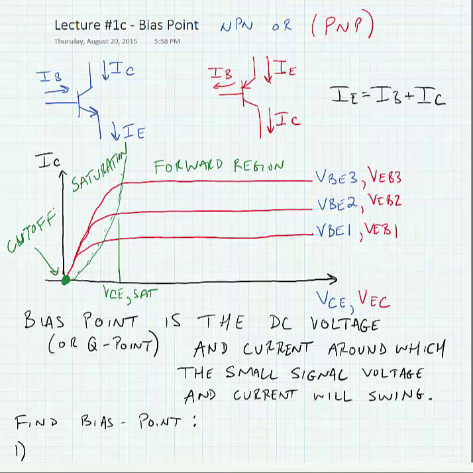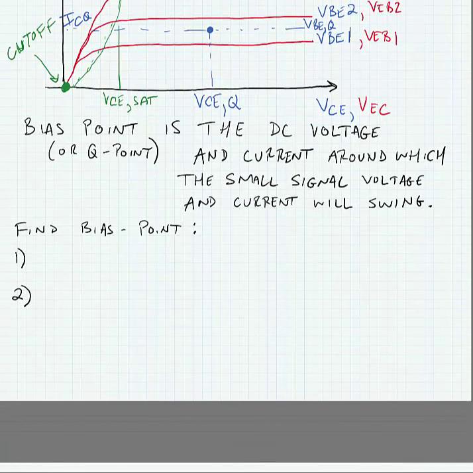Okay. So normally what we do is we pick a DC operation point that we want the transistor to operate at. I'm going to label such a point right here. And this corresponds to a certain level of VBE, a certain level of VCE, we'll call this VCEQ, and a certain DC collector current, we'll call this ICQ. Okay, so when we start to analyze transistor circuits, what we want to do is find the bias point first, because we're going to use this to find our small signal parameters.